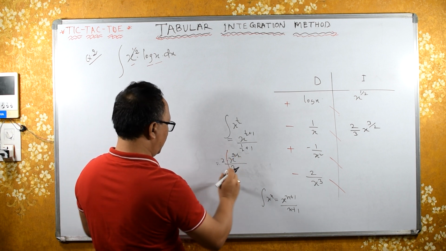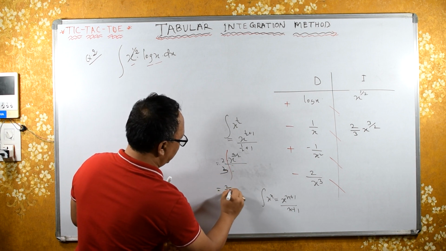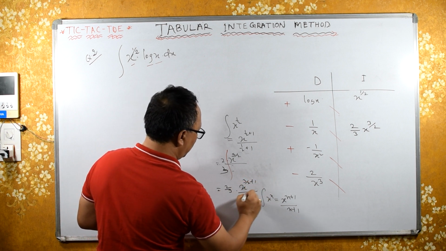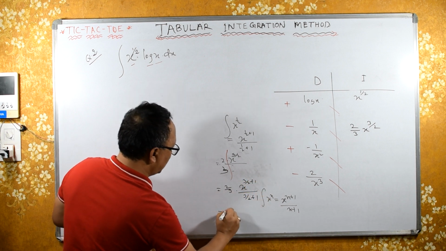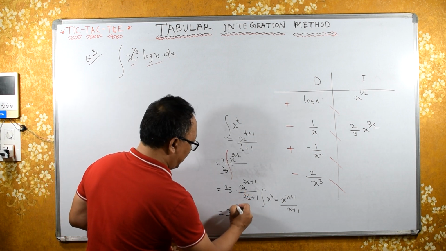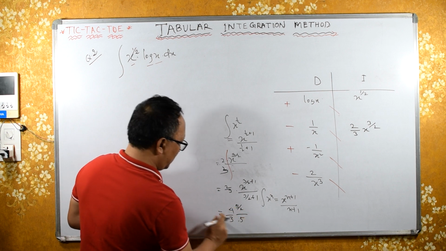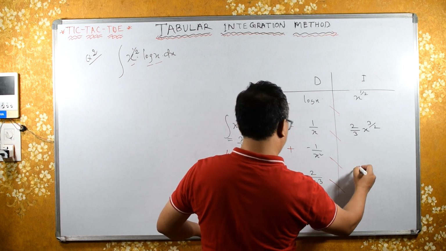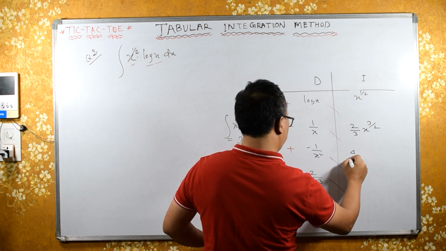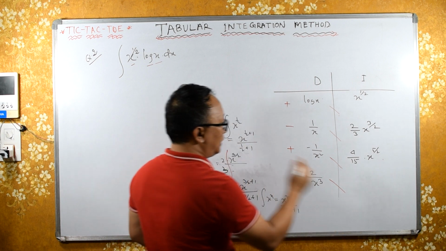Let's write 2 by 3 over here. Here I get 2 by 3 times the integration of this, x raised to 3 by 2 plus 1 upon 3 by 2 plus 1. 3 by 2 plus 1 is 5 by 2, and upon 5 by 2 it becomes 2 by 5, so we can write 4 by 3 into 5, that is 15. So 4 by 15 into x raised to 5 by 2. Similarly it keeps on going.